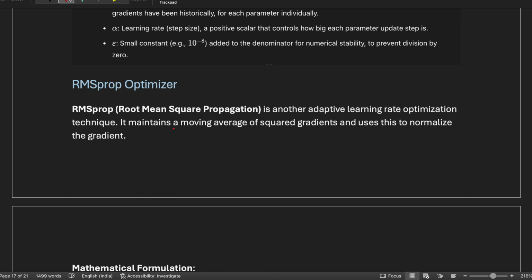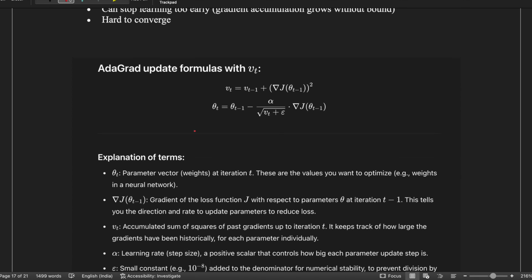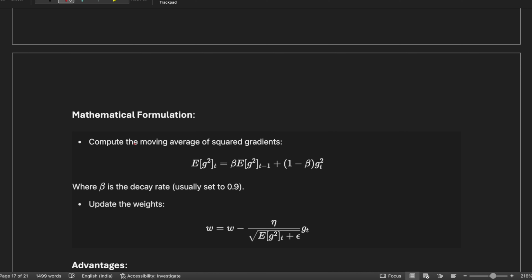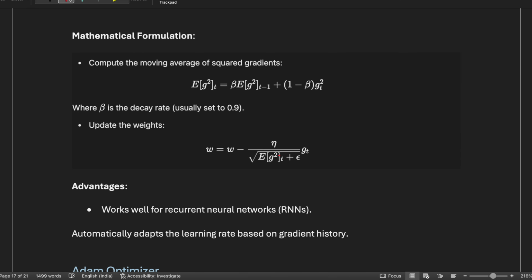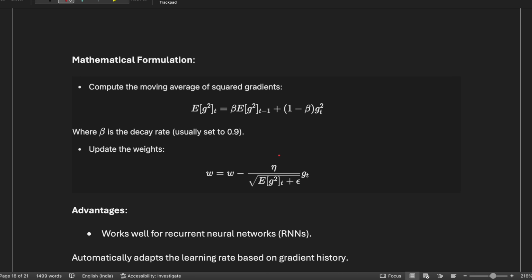RMSprop is root mean square propagation, so prop is for propagation. It is another adaptive learning rate optimization technique. It maintains a moving average of squared gradients and uses this to normalize the gradient. So basically, compute the moving average of the squared gradient. You already understood what a moving average is, and how it works.